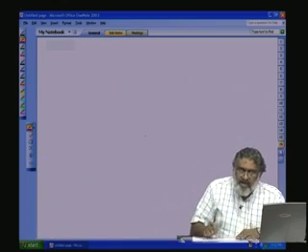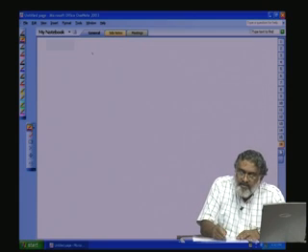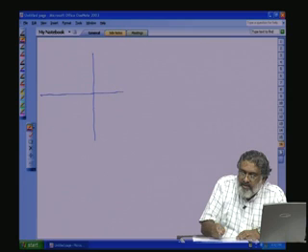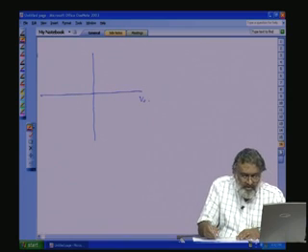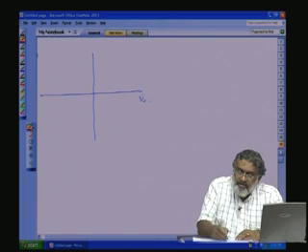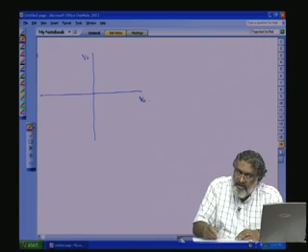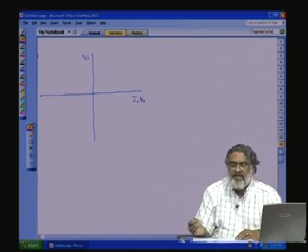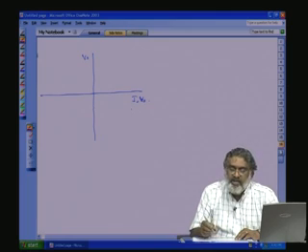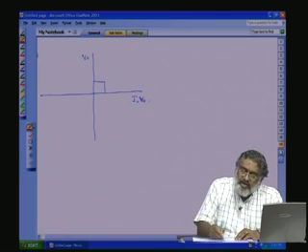If you take the output voltage V0 and output current I0, we will take V0 here according to my diagram. This is the output current. V0 and I0: V0 is positive, I0 is also positive. Only this quadrant is possible.